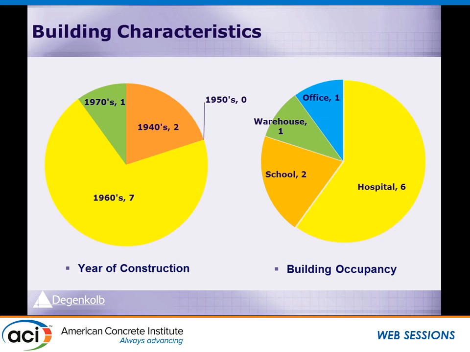Among the 10 buildings, the years of construction are from the 1940s to the 1970s. So they were built before the San Fernando earthquake, before we adopted seismic detailing, so they are basically non-ductile detailed buildings. In terms of building occupancy, there are 6 hospitals, plus schools, warehouses, and offices.